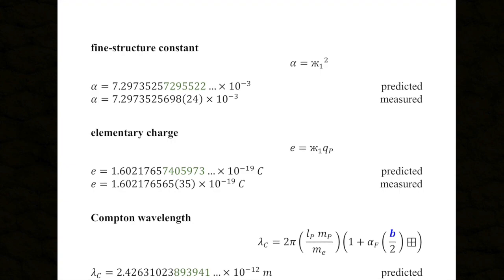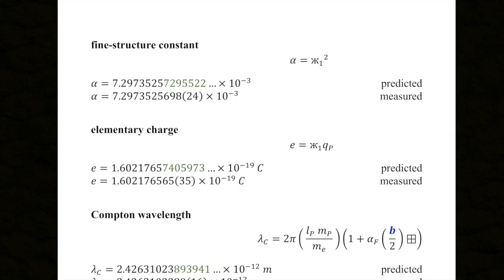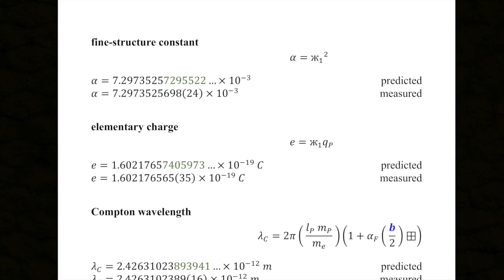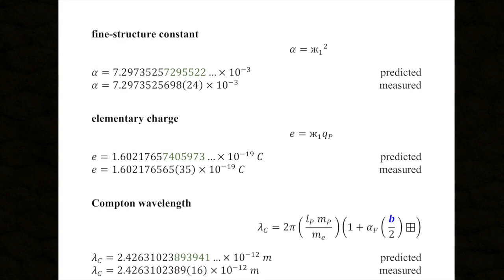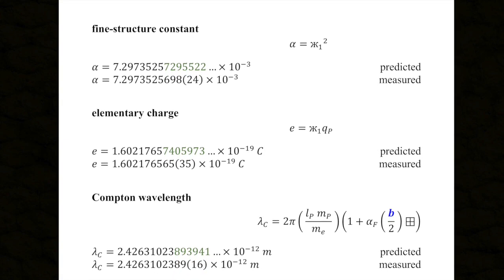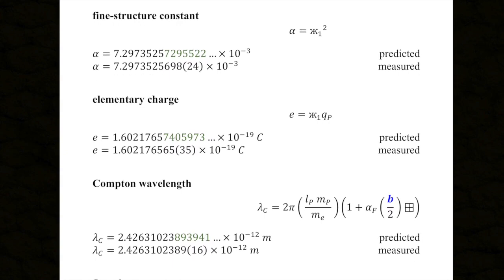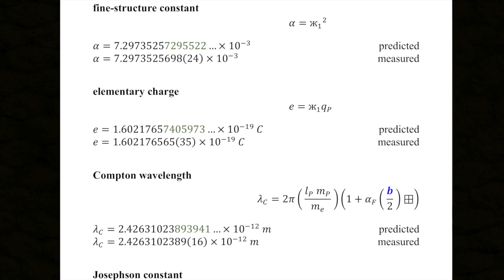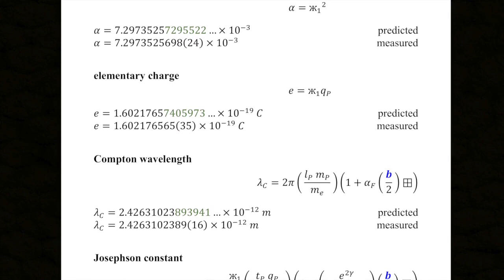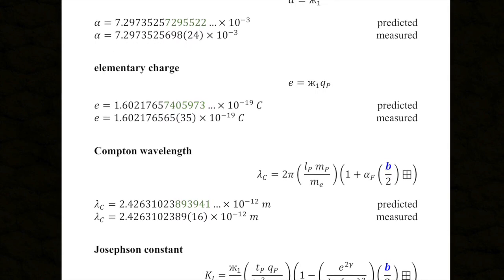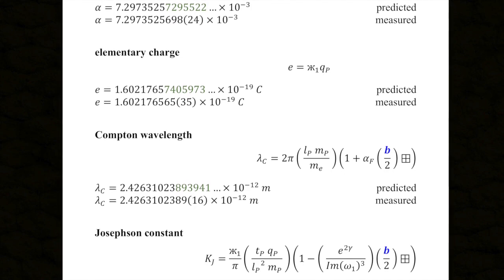The elementary charge, or the charge of the electron, is equal to G1 times the Planck charge. The first hyperbolic vortex partition parameter multiplied by the Planck charge boundary gives us the value of the electron charge. And look at the precision. It's a beautiful, beautiful, simple explanation. The Compton wavelength is equal to 2 pi times the Planck length and the Planck mass over the electron mass. A circular relationship between the Planck length and the Planck mass divided by the electron mass.